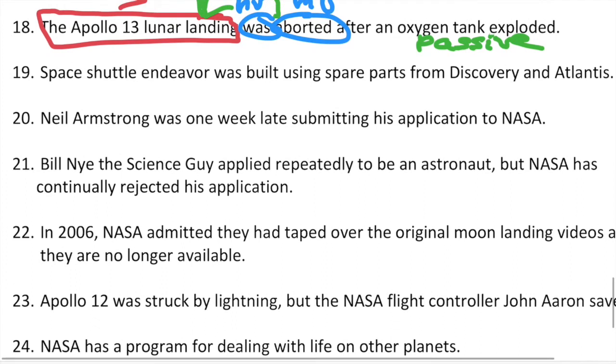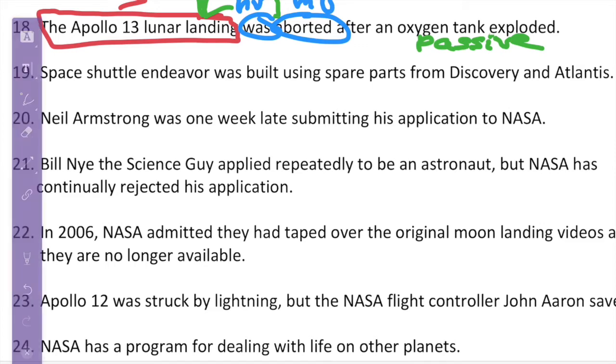Number 19, Space Shuttle Endeavour was built using spare parts from Discovery and Atlantis.